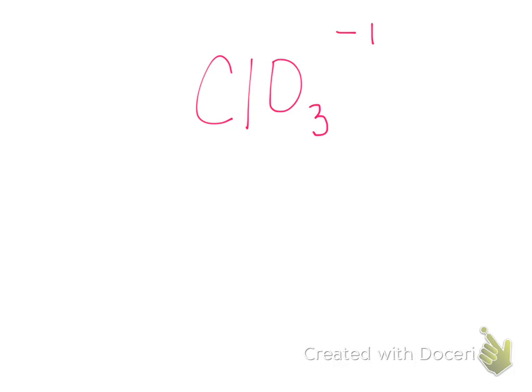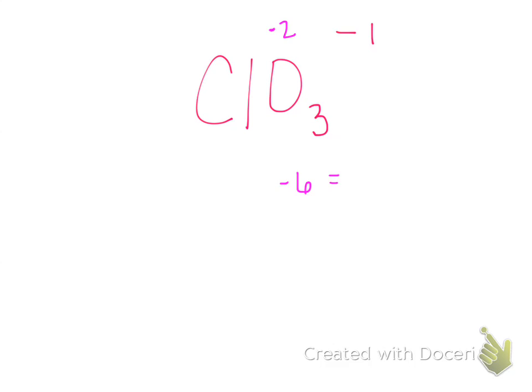ClO3 minus 1. So now we're dealing with one that has a charge. Exactly. We're not going to set it equal to 0. We're going to set it equal to -1. So we've only got 2 elements here. Oxygen we know usually has an oxidation number of -2. And we have 3 oxygens. So that gives me a -6.